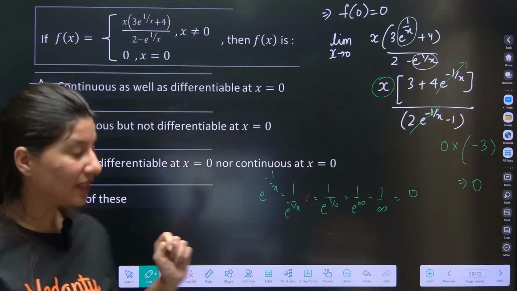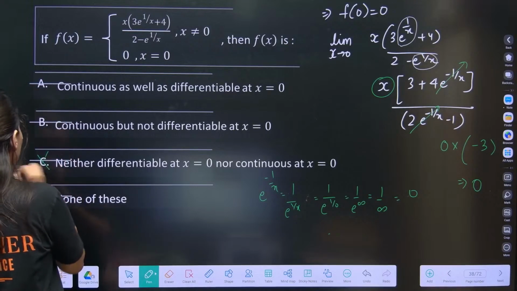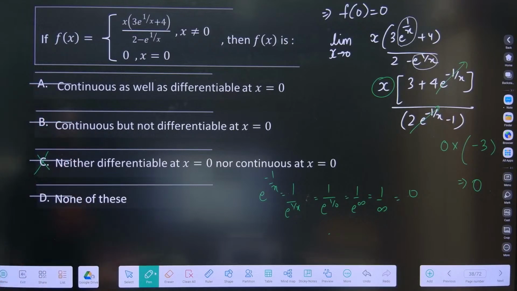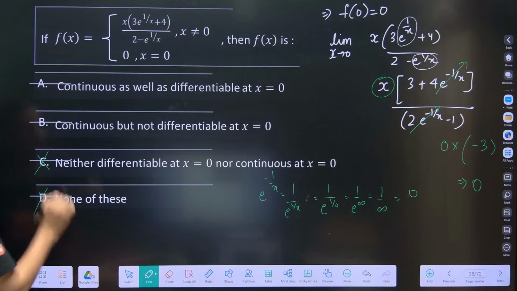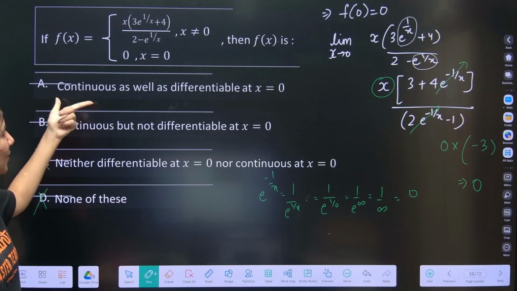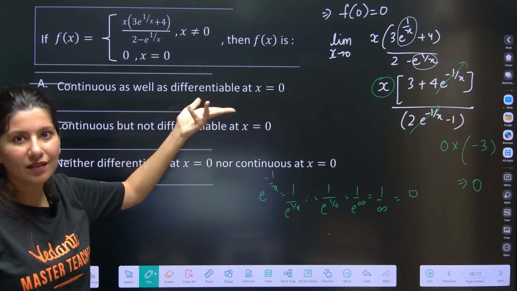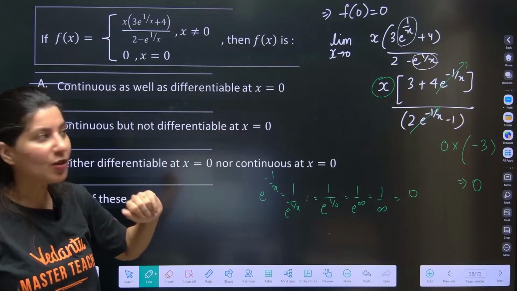Function is actually continuous if you observe. So function is continuous. Option C is wrong. And in fact, option D is also wrong. Because now the function is continuous at x equals 0. Now it may or may not be differentiable. So either A or B will be correct. Either it will be differentiable or non-differentiable.